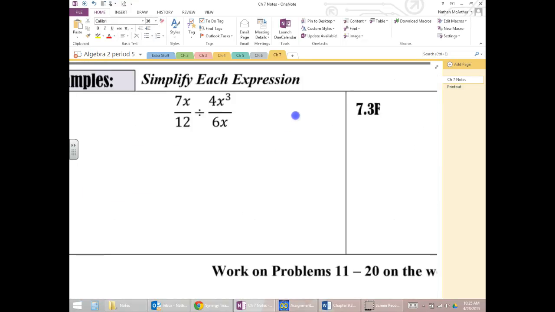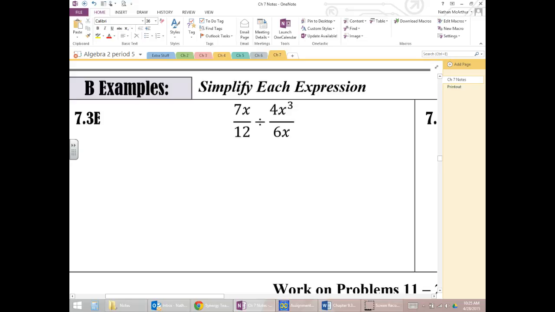So now we're going to deal with division. Division of fractions. Instead of writing it as division of fractions, let's go ahead and write it as a multiplication of the reciprocal. When you divide fractions, you flip it and multiply, correct? So we're going to flip it. 7x over 12 times 6x over 4x cubed. This is how division of fractions works.